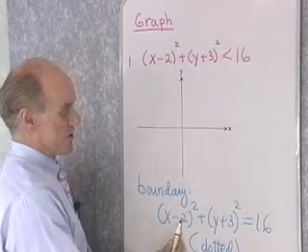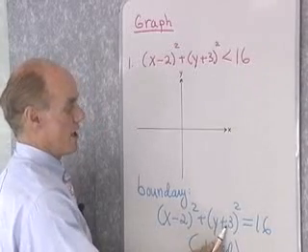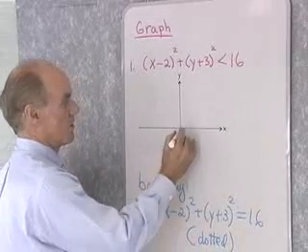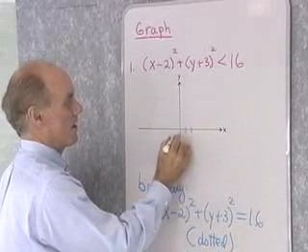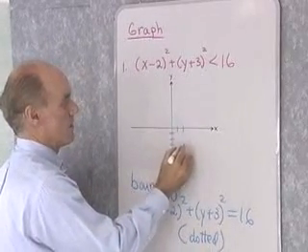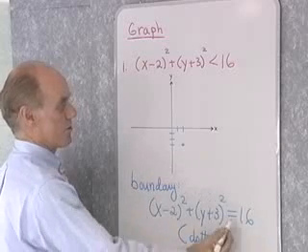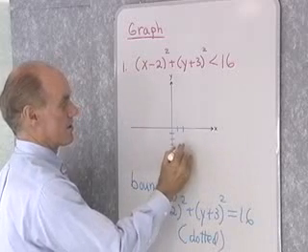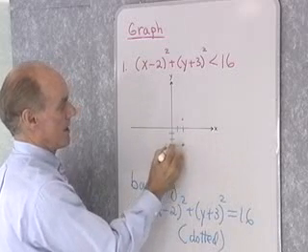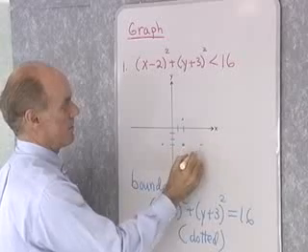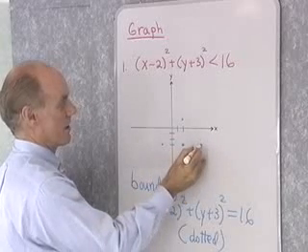So let's graph this. This is a circle with a center at (2, −3). So x equals 2, y equals −3. That's going to be the center of the circle, and it has a radius of 4. So let's see. I'll go up here, back this way, over here. I'm just going to estimate this and see what I can get.